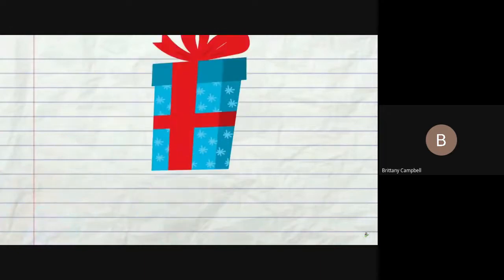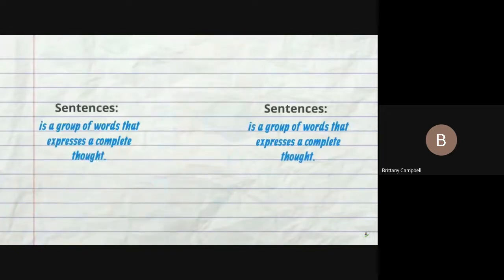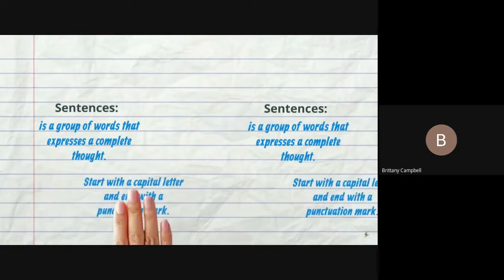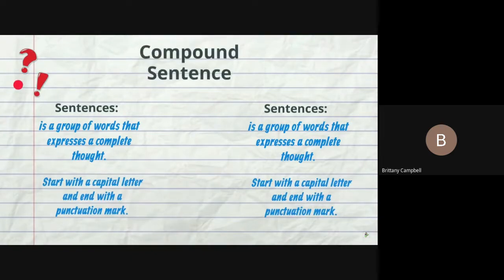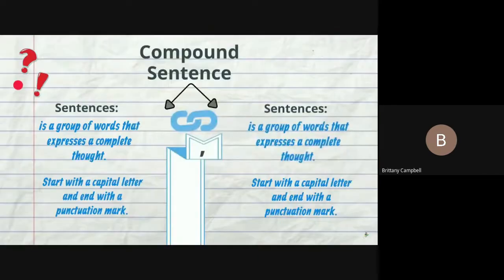Now, let's just wrap up. A sentence is a group of words that expresses a complete thought. It begins with a capital letter and ends with a punctuation mark. A compound sentence is made up of two sentences joined by a comma and connecting words.